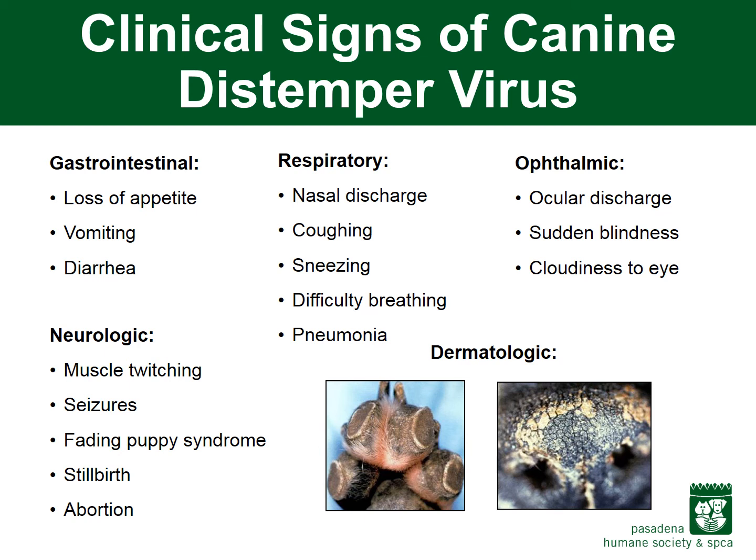Respiratory, they can have nasal discharge, coughing, sneezing, difficulty breathing, and pneumonia. And in their ophthalmic and their eyes, they're going to have eye discharge. They could have sudden blindness, or they might have cloudiness in their eyes. And in dermatologic, you can see the pictures down below there of these odd-looking paw pads. They're swollen, they don't look right, and the crusting on the nose.